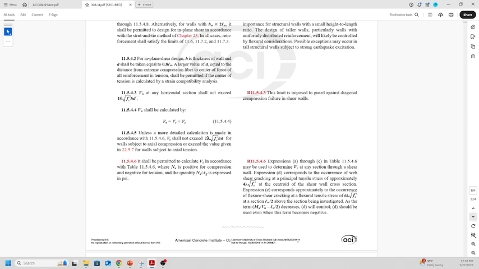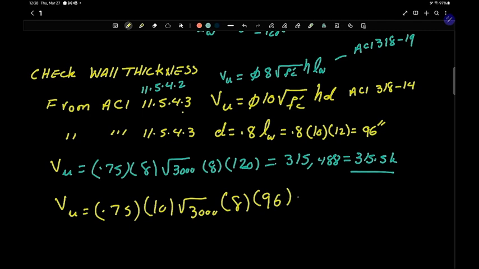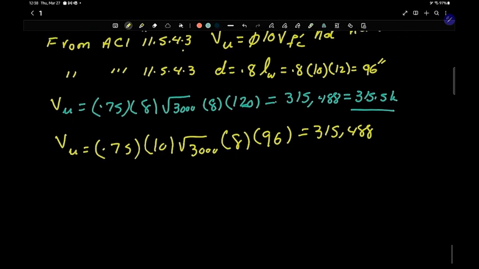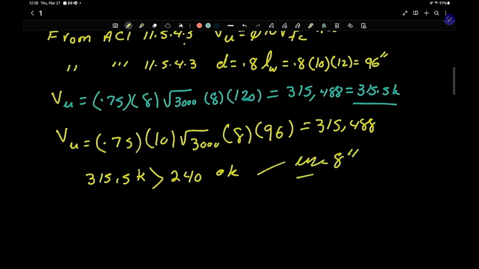So let's go back to writing here. If I use the 14, Vu is equal to phi, which is 0.75, times 10 times square root of 3,000 times 8 times 96. I get the exact same answer as above. Anyway, that number, 315.5 kip, is bigger than our shear, which was 240 kips. We are okay with that thickness, so we're going to stick with it. Use 8 inch. We're good there.